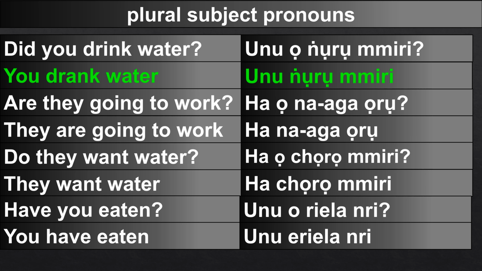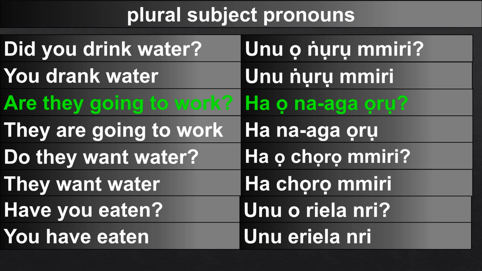So as you would have noticed, there's a slight difference between the yes/no question in plural subject pronouns and the singular subject pronouns we looked at earlier. For the plural side, you have to bring in an additional pronoun, that is ọ or o, to put it in the yes/no question form. So unu ṅụrụ mmiri, for you drank water. The question form will now be unu ọ ṅụrụ mmiri.